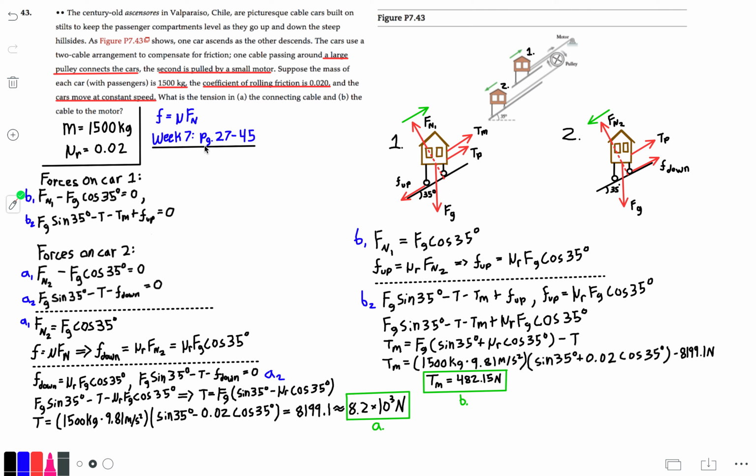For this problem, if you feel uncomfortable at any point, I recommend turning back to the Week 7 lecture, where you can look at pages 27 through 45, which give you a good idea on how to use tensile force and solve equations pertaining to that. So let's go ahead and get into the problem.